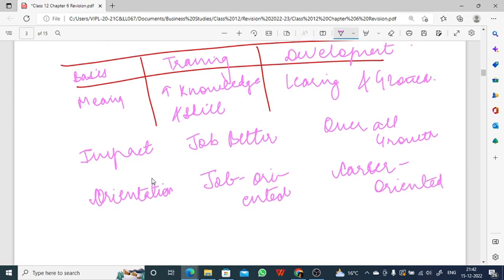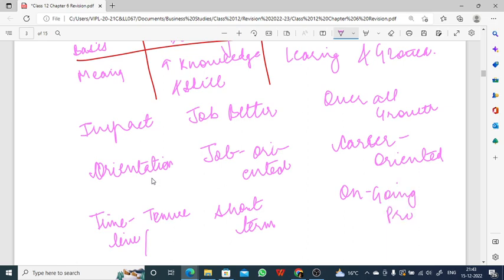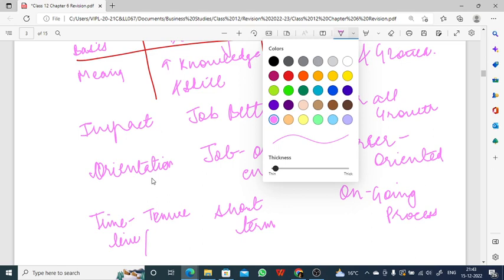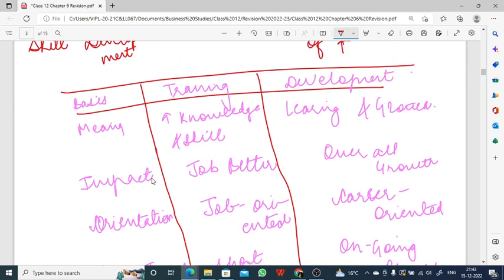When I'm talking about the tenure or timeline, training is a short-term process, whereas development is an ongoing process. Development will also include training. Development is a wider concept; training is a narrower concept. I hope we are clear with the difference between training and development. Also, guys, please don't ignore this topic. Whichever board you are coming from, it is definitely important.